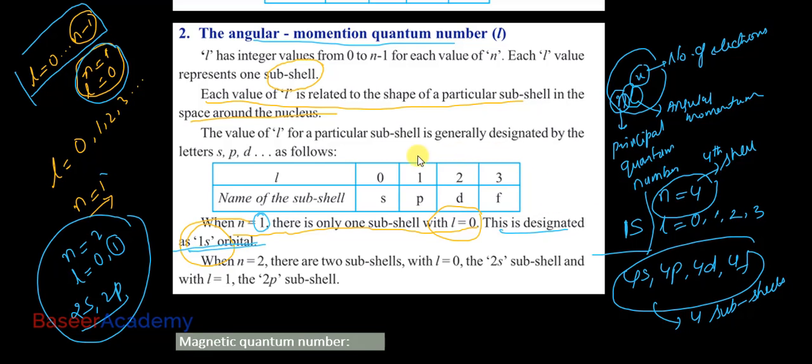This stuff is pretty easy. If in the first shell you have 1 subshell, in the second shell you have 2 subshells. Likewise, in the third shell you will have 3 subshells. In the fourth shell, you have 4 subshells.